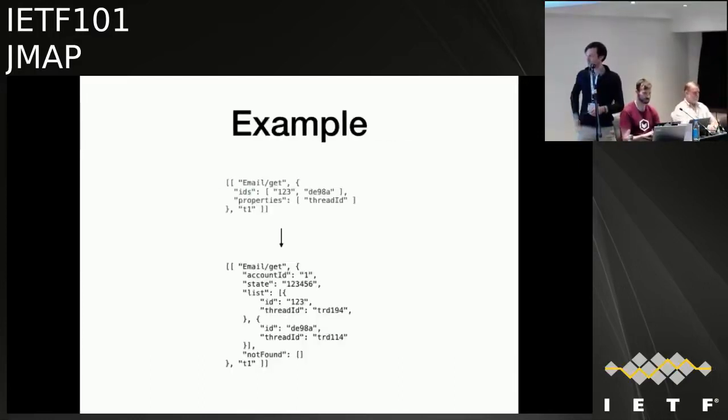So, quick example. Request and response. The request name is now the same as the response name. Email get, we're getting email objects now. So getting some IDs, and we're only fetching the third ID property, and then we're getting back the data that we requested. So that's that.